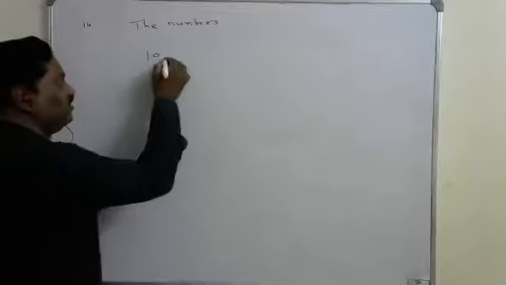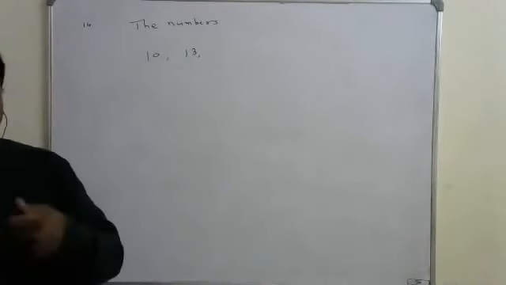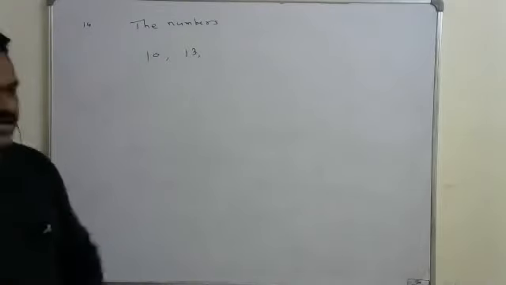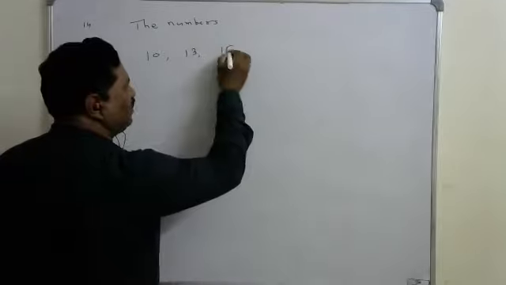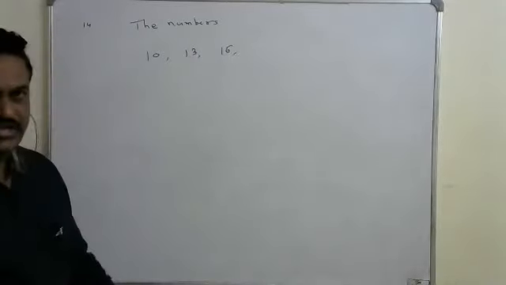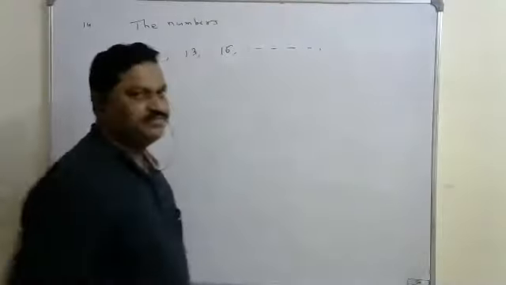First number is 10. Then 13. 3 fours are 12, 12 plus 1 is 13, right? Then which number comes next? 16. So like that, what will be the last number? What will be the last number which gives remainder 1 when divided by 3?